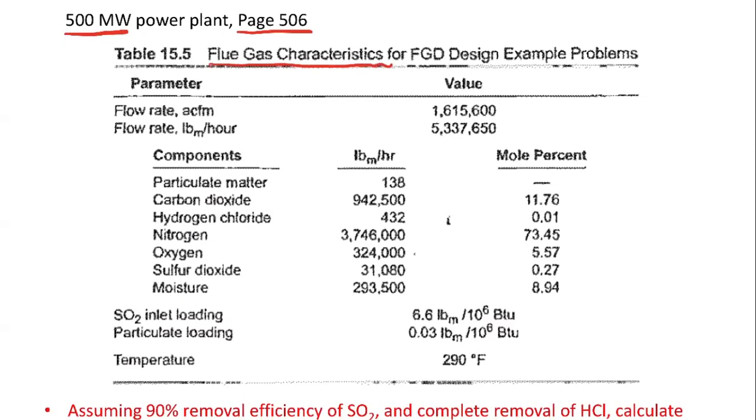Okay, so I would expect a similar table in your team project, mainly because they list all the components in the flue gas that you're going to deal with. It has, for example, particulate matter, carbon dioxide, hydrogen chloride, nitrogen, oxygen, sulfur dioxide, and moisture. This is just water. Okay, so you should also calculate the flow rate of these species per unit time, right? So this here is providing per hour.